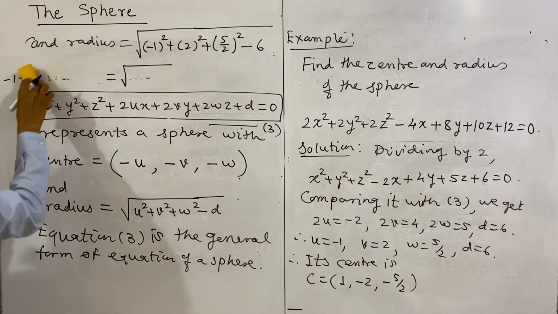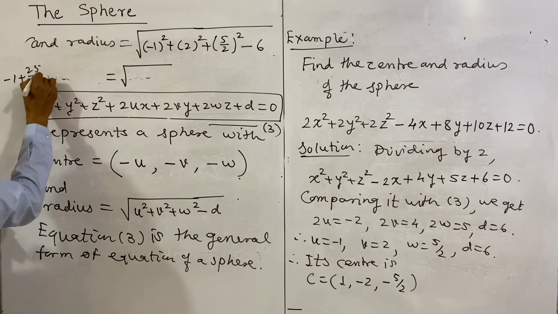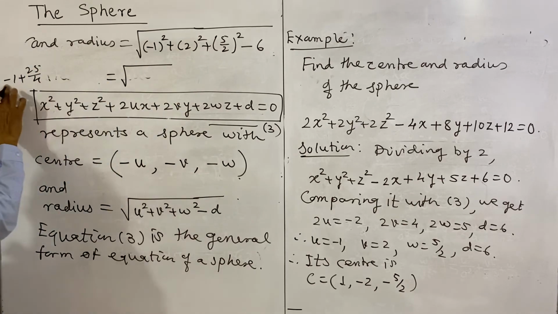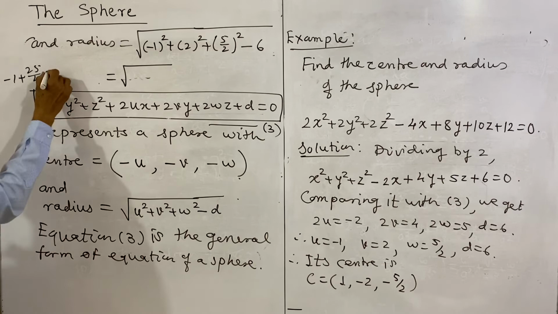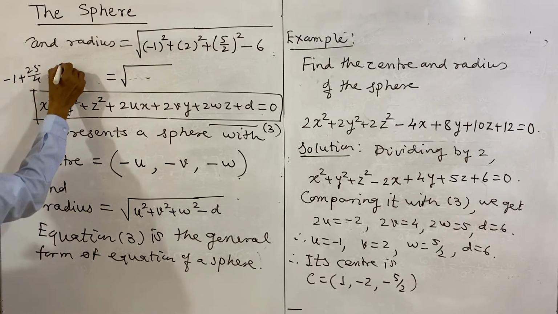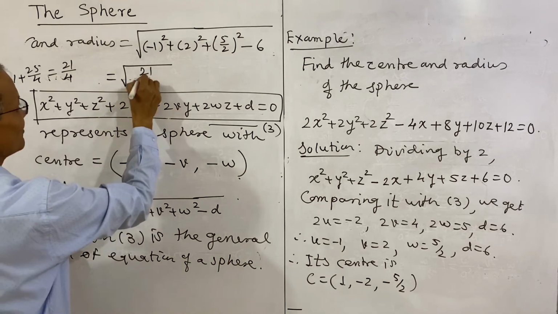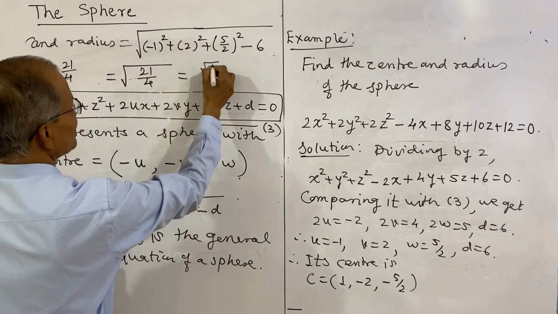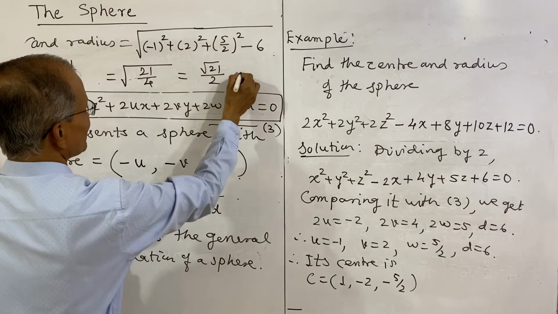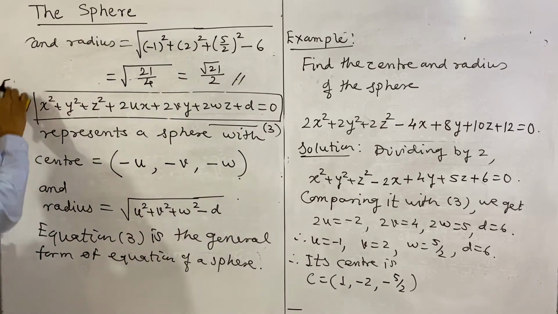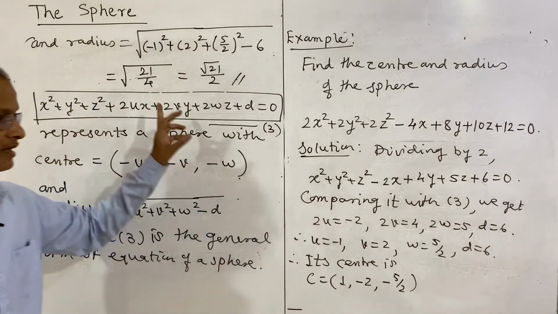25 divided by 4, square root of this. If you take the LCM as 4, this will be minus 4 plus 25, that is 21 divided by 4, and the square root of 21 divided by 4, that is root 21 divided by 2, is the radius of the sphere. This is the center and this is the radius.